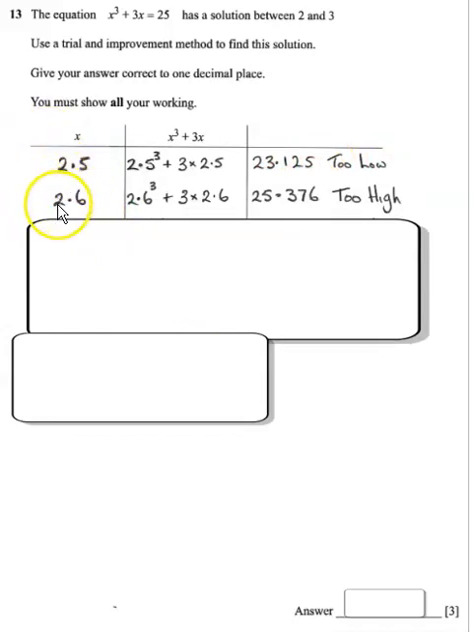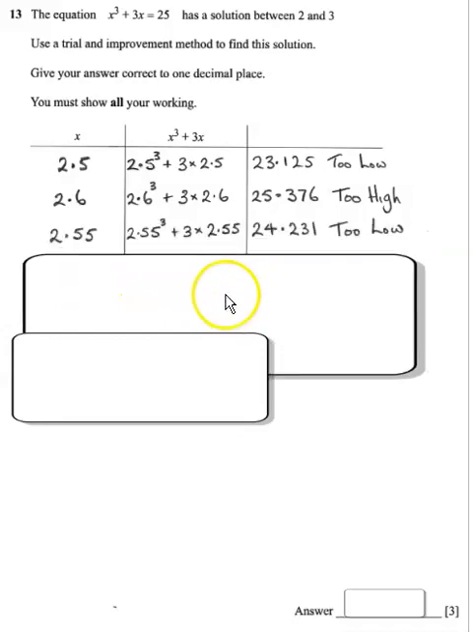So if it's too low, we're going to move up a little. So 2.5 moves to 2.6, and we do exactly the same. We substitute it into this expression, and we get 25.376. We check it with 25, and we can see it's too big or too high. So 2.5 is too small, and 2.6 is too big. Because the answer is to one decimal place, one of those answers here is going to be the right answer. So to determine which one it is, we do halfway between those two.